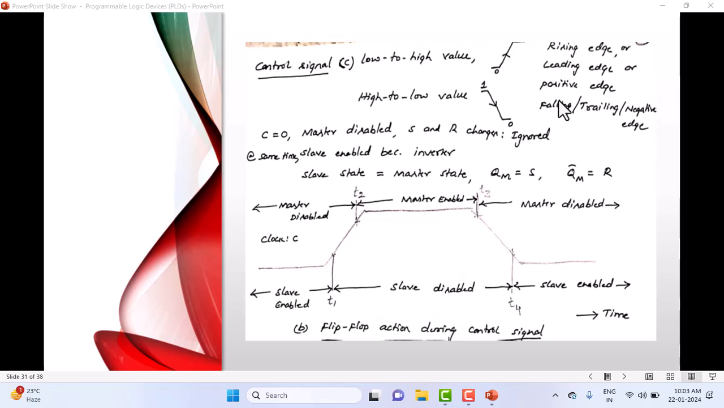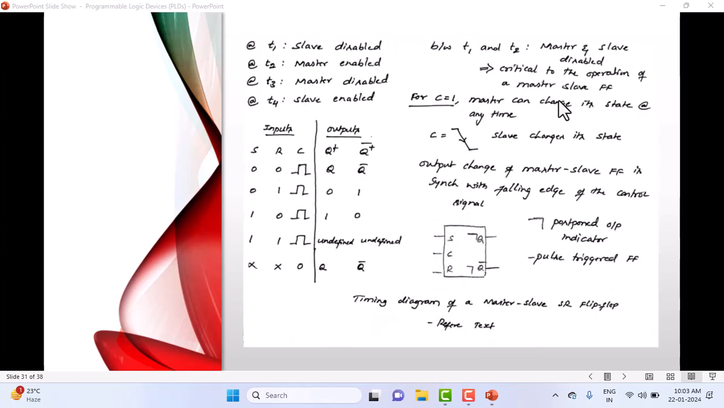So we have discussed what happens when the clock is equal to 0. Clock equal to 0 means the slave will be enabled here. And when the clock is equal to 1, after T2, the master will be enabled. This is how the timing works. Let us apply this to the master slave flip flop and try to understand the working principle of the master slave SR flip flop. This is the truth table of the master slave SR flip flop. We understood the logic diagram and how to construct it, and now we have described a truth table. Look here, instead of showing the rising edge or the falling edge, we show it as a pulse.